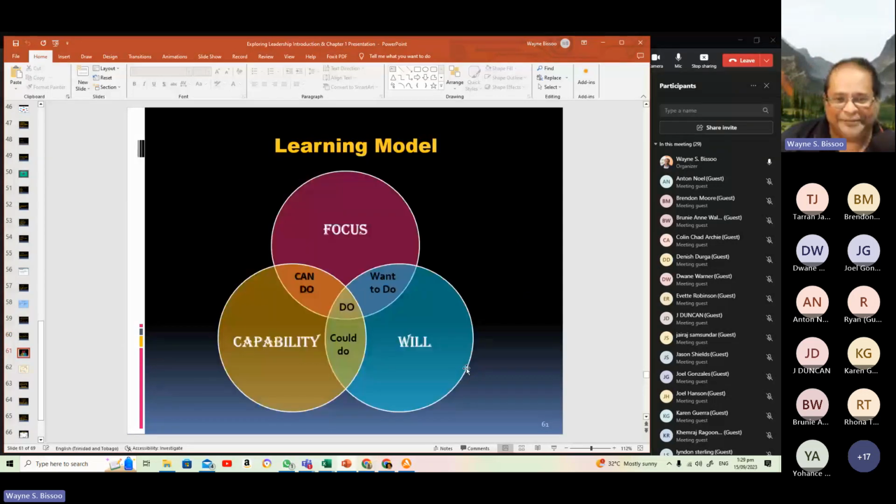All right. So this is the learning model that comes from the class, the basic one from the text, I should say. The intersection of focus, capacity, and willingness is what you will be able to do. And that's where we want to be able to move to. If you put your will and your focus onto something, it's something you want to do. Focus on capacity, something you can do. Capability and your will is something you could do, but you actually have no focus on it at this point in time. You want all three of these elements to coincide for us to be able to learn things.